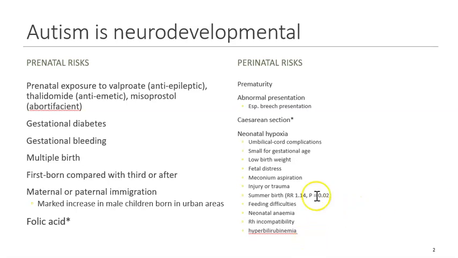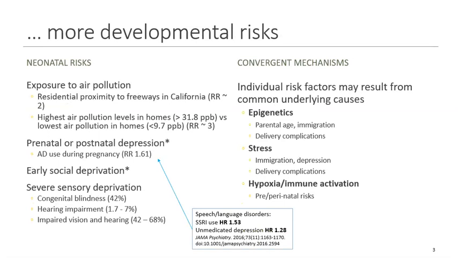And then, of course, there are multiple other perinatal risks that all kind of fall under neonatal hypoxia. So I'm going to let you guys read that, but just know that there are a lot of other perinatal risks. Really any sort of complication happening during this perinatal time has been associated with an increased risk in autism. Now I'm sure you were hoping that's it, but nope, we've got even more developmental risks.